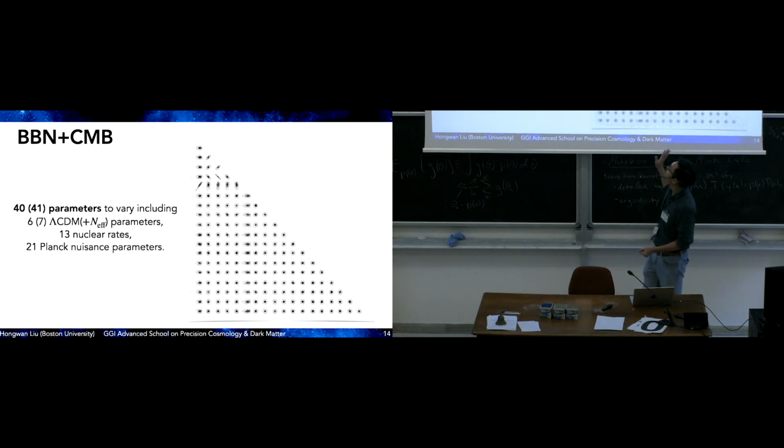Okay, so if we do the whole procedure that I talked about just now, there are roughly 40 parameters that you have to marginalize over. A 40-dimensional posterior that you have to explore. There are 6 or 7 lambda CDM parameters, 13 nuclear rates, and 21 Planck nuisance parameters. And we do this with nested sampling in our paper.